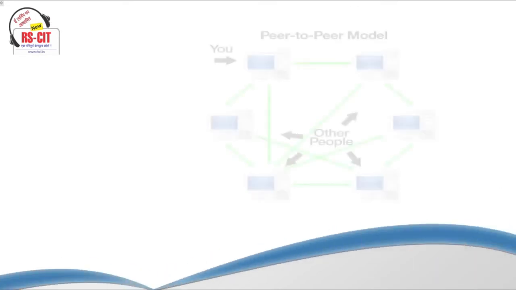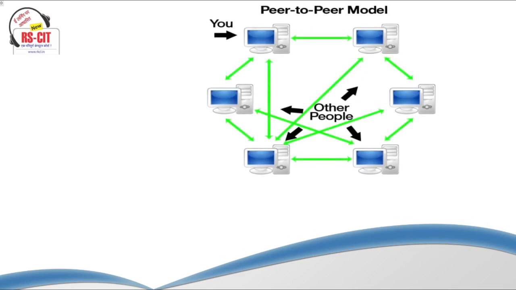P2P, peer-to-peer. Peer-to-peer, P2P computing or networking is a distributed application architecture that partitions tasks or workloads among peers. Peers are equally privileged, equipotent participants in the application. They are said to form a peer-to-peer network of nodes.